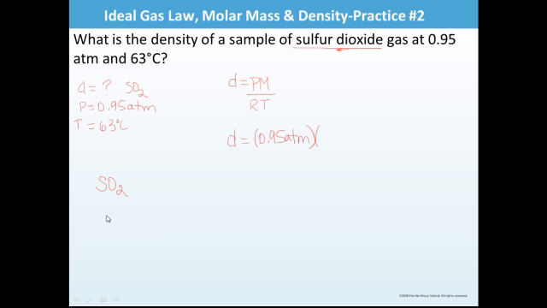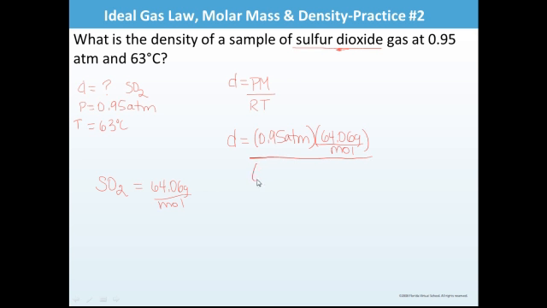And then we look at the periodic table and we see that sulfur has a mass of 32.06. Oxygen has a molar mass of approximately 16, but I have 2 of them, so my total molar mass for sulfur dioxide is 64.06 grams per mole. Alright, so there's my molar mass.